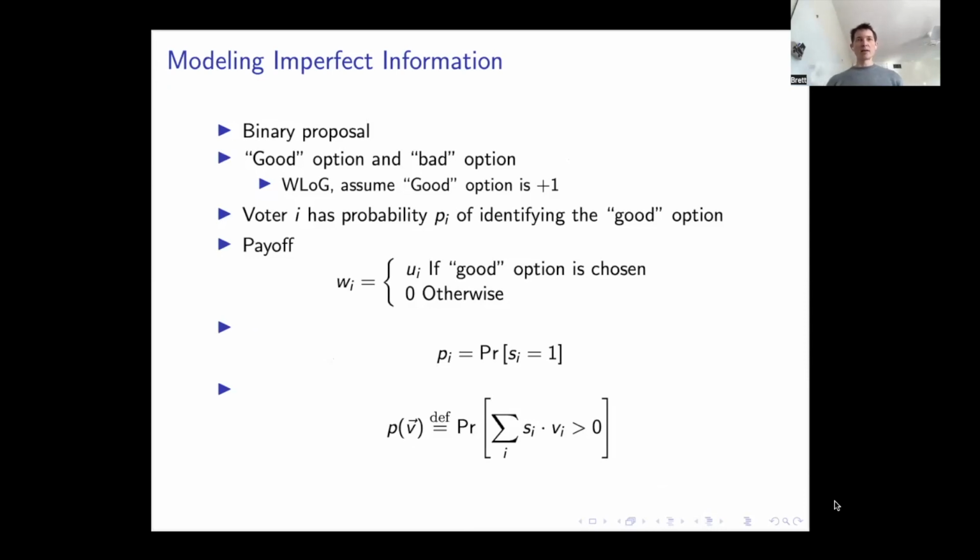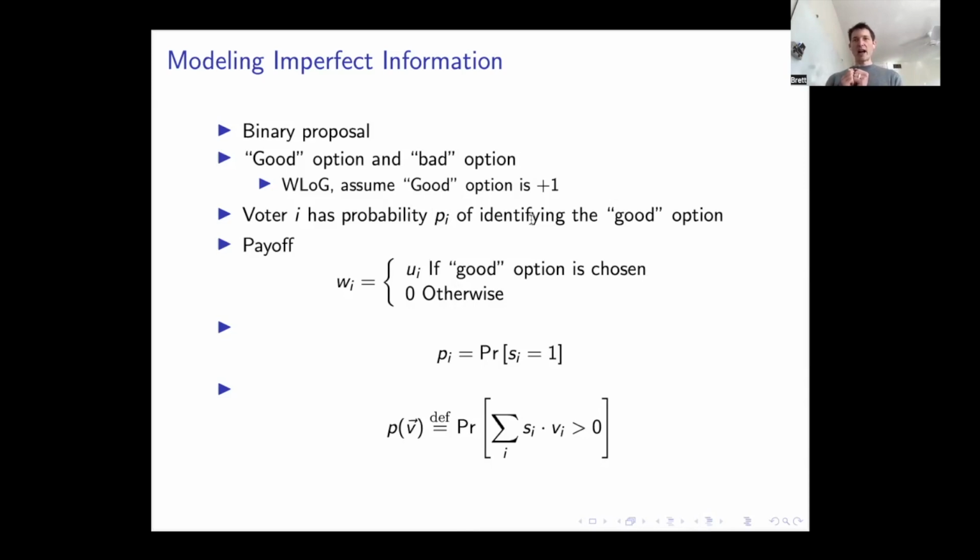So this model is basically, again, a binary proposal, and we're going to assume, without loss of generality, that we call the good outcome +1. People don't know what the good outcome is, but in doing the theory part, we can relabel so that the good one is +1. And so voter i has this probability p_i of identifying the good option. This a priori probability is known, and this is like the voter's precision.